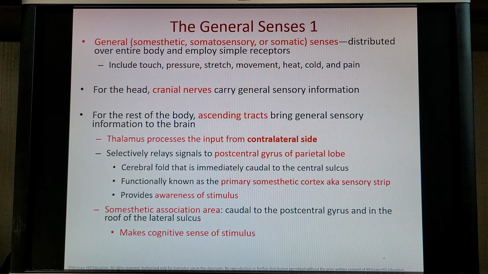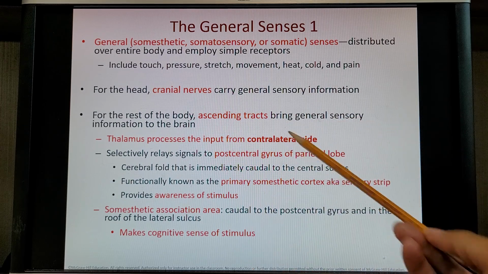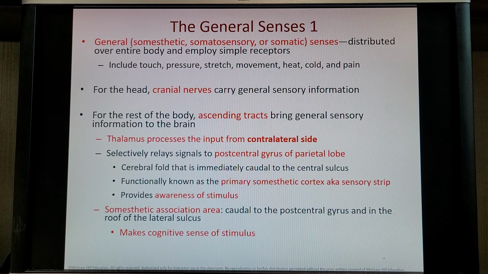So we're going to focus on our general senses. Earlier I talked about our brain controlling the contralateral or opposite sides of the body, as well as receiving information from the contralateral or opposite side of the body. I'm going to say it now, but I've got to find the slide that says it. So in order to do that, the information decussates or crosses over.